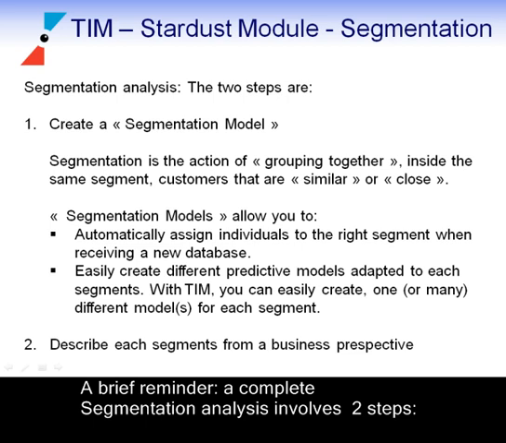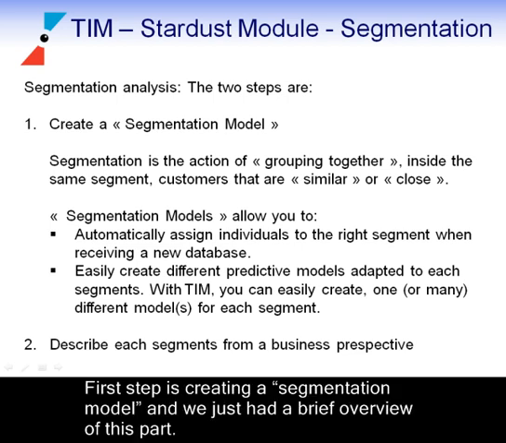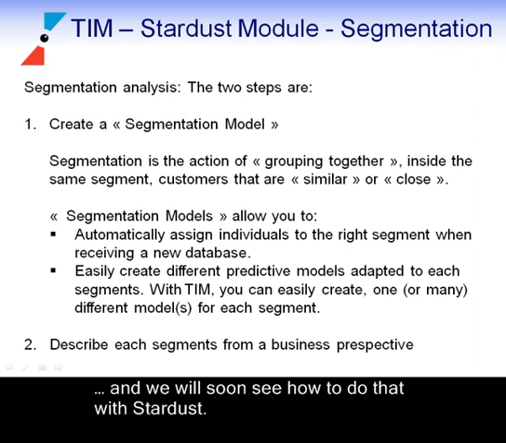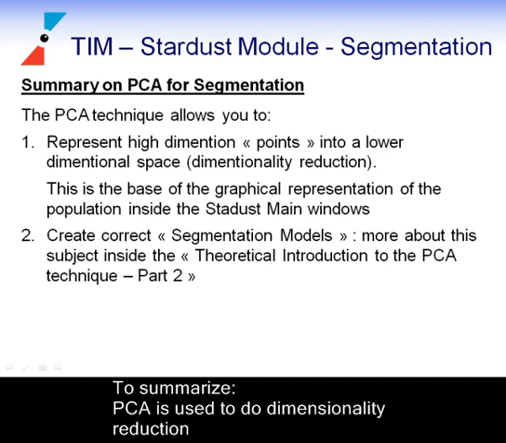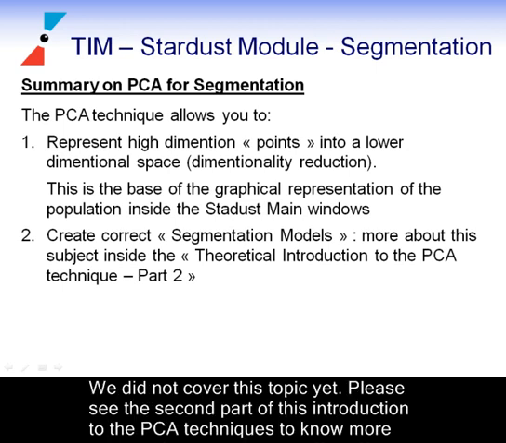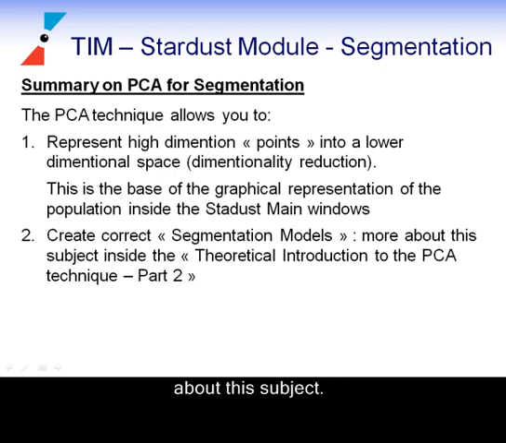A brief reminder, a complete segmentation analysis involves 2 steps. First step is creating a segmentation model, and we just had a brief overview of this part. The second step is to describe each segment from a business perspective, and we will soon see how to do that with Stardust. To summarize, PCA is used to do dimensionality reduction, and PCA is used to create segmentation models. We did not cover this topic yet. Please see the second part of this introduction to the PCA techniques to know more about this subject.